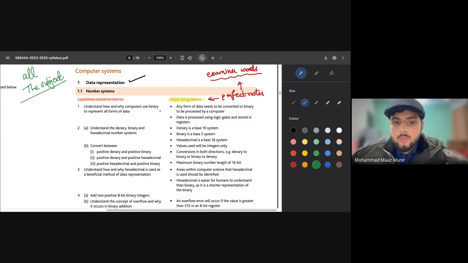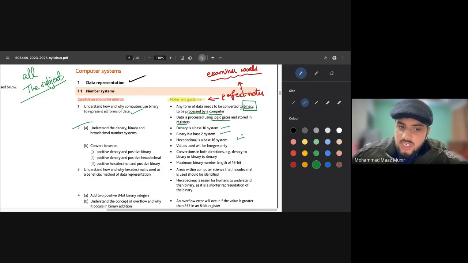Understand how and why computers use binary to represent data. Any form of data needs to be converted to binary to be processed by a computer. Why? Because the computer is basically made through logic gates and logic circuits, and data is stored in registers which can only have two possible states of binary. Then we studied binary and hexadecimal number systems. We understood how it's base 10, base 2, base 16 number system.